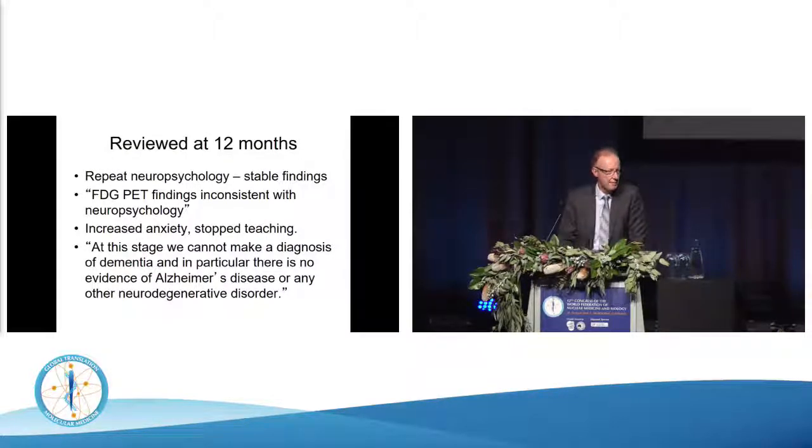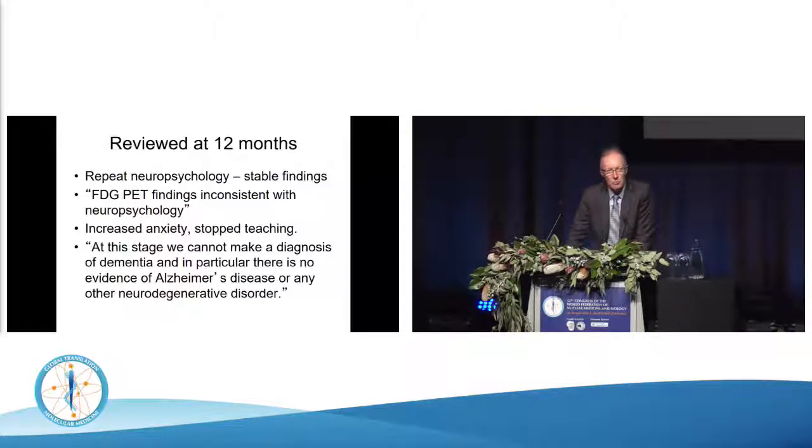The patient came back for 12-month review, and neuropsychology said stable findings. The specialist thought the FDG PET findings were inconsistent with neuropsychology. In the meantime, the patient had become more anxious and had stopped teaching. The specialist said in his letter, at this stage, we cannot make a diagnosis of dementia, and in particular, there is no evidence of Alzheimer's disease or any other neurodegenerative disorder.